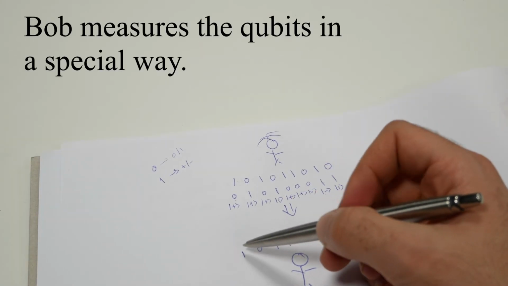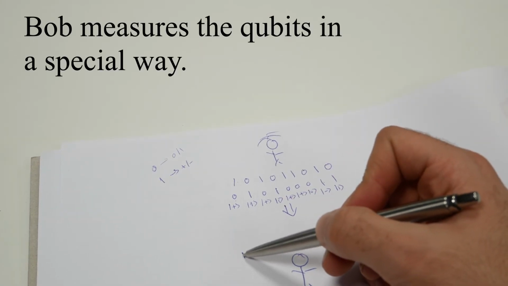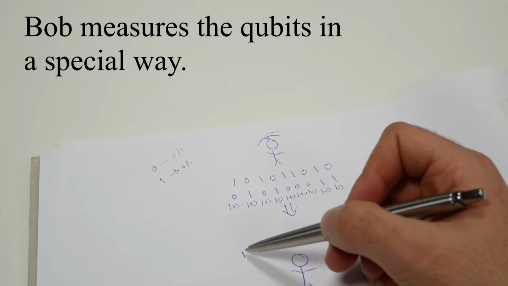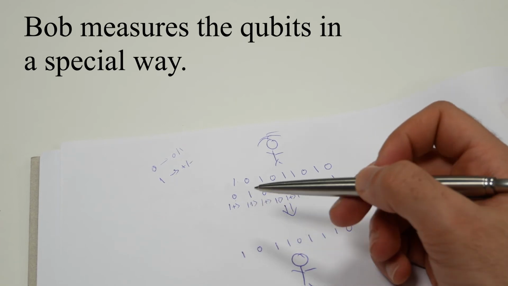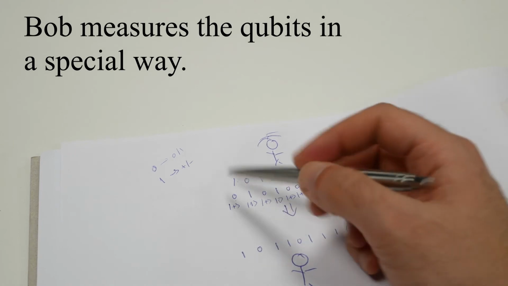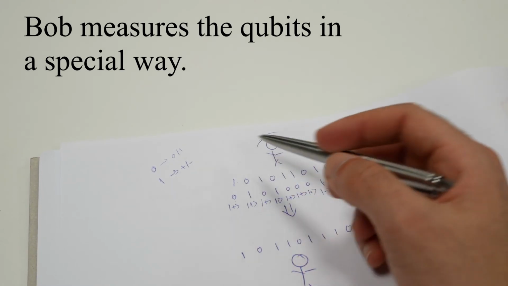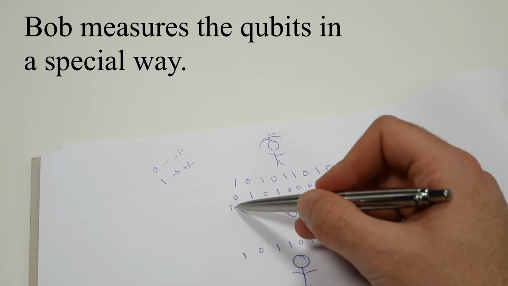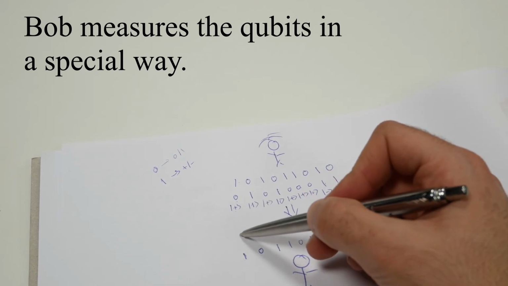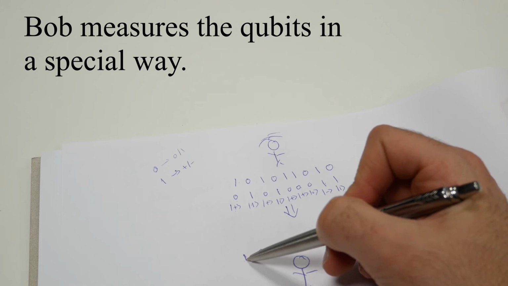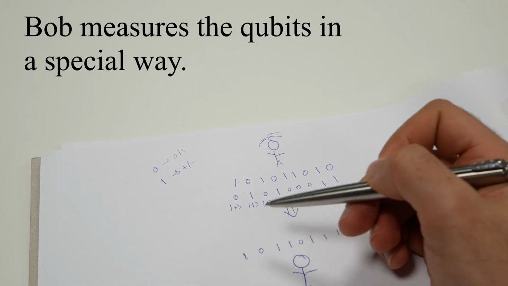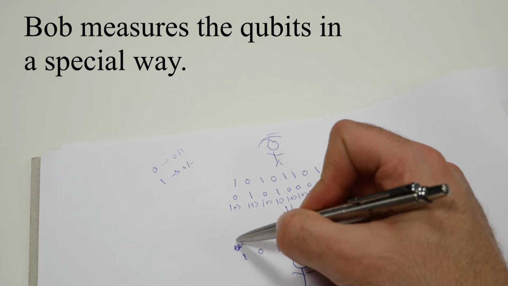Now, depending on whether Bob has this bit, a 1 or a 0, he's going to measure in the plus-minus basis or the 0-1 basis. So if this is a 0, Bob is going to measure in the 0-1 basis. If it's a 1, Bob is going to measure in the plus-minus basis. So Bob receives this state and sees that here he has a 1, so he measures in the plus-minus basis. And he correctly gets a 0.